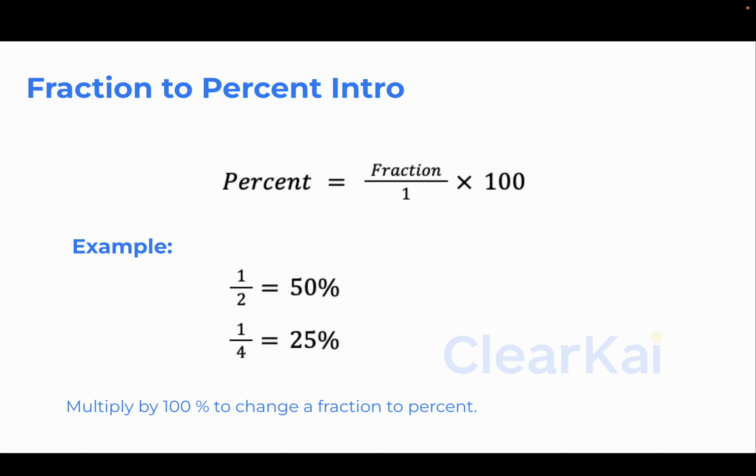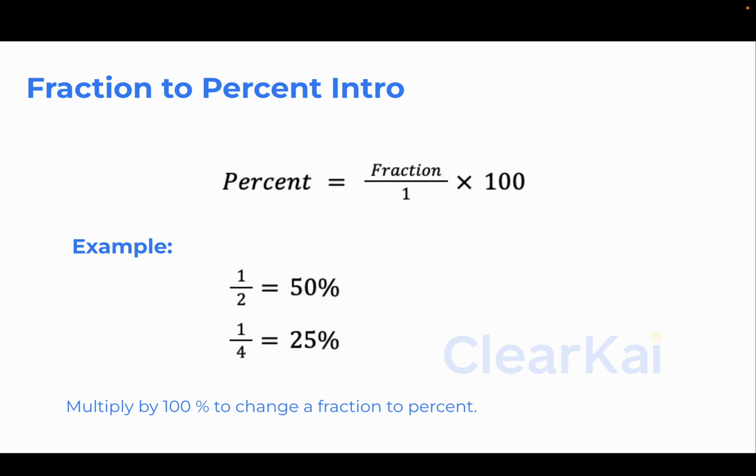Now that we know what percent means, let's connect it to fractions. Remember, a percent is just a fraction out of 100. So to turn a fraction into a percent, we simply multiply by 100. Here's the formula. Percent equals fraction times 100.